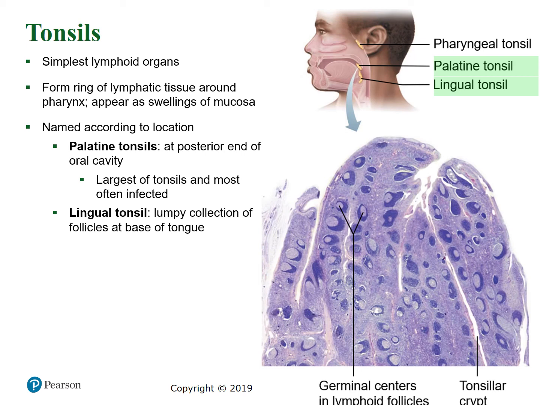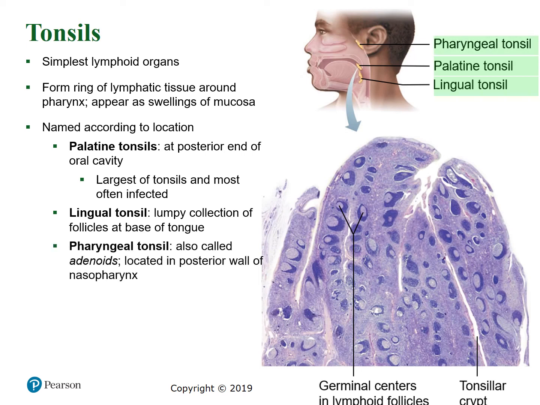So the lingual tonsils are a collection of follicles at the base of the tongue. And the pharyngeal tonsils, these are also called adenoids. These are in the posterior wall of the nasopharynx. The tubal tonsils surround the openings of the auditory tubes into the pharynx.